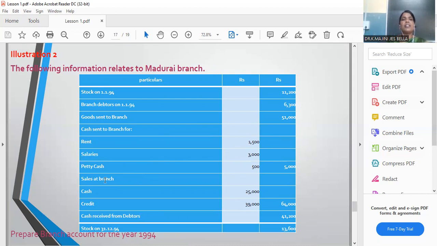Then sales at the branch, cash 25,000. Then credit sales 39,000. How much is the total? 64,000, right? Then cash received from debtors 41,200. Stock on 31/12/1994, 13,300. Prepare branch account for the year 1994. They are asking us to prepare the branch account for the year 1994.